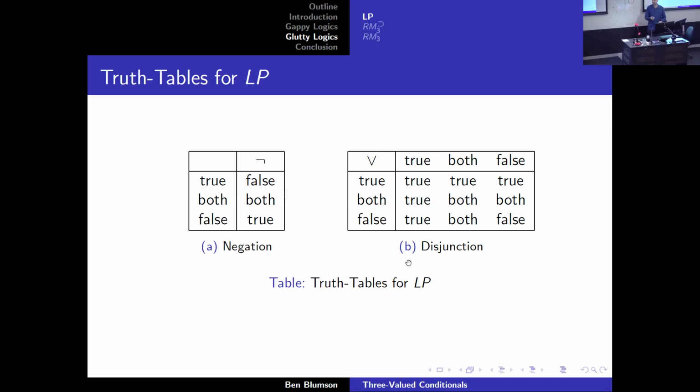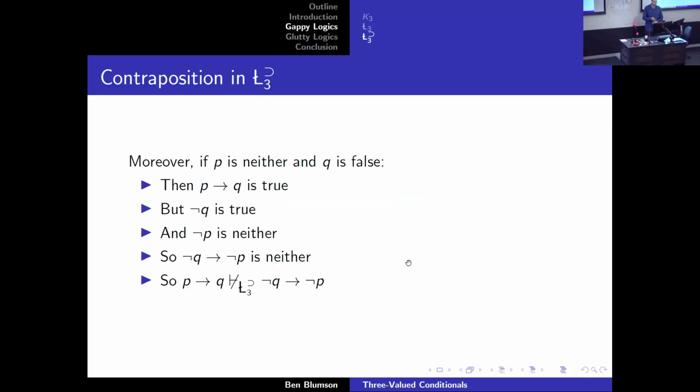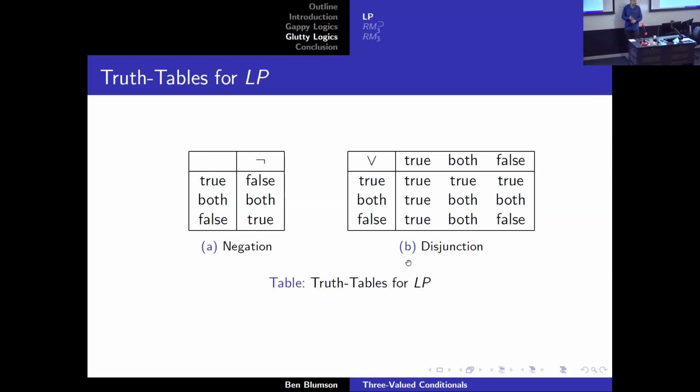Now he said basically the same thing, but for glutty logics. By the way, I call this one L3 hook. As far as I know, there's no name for it, but there's another logic we're about to discuss called RM3 hook. It's called that by Arnon Avron. And L3 hook is to L3 roughly as RM3 hook is to RM3, so that's why I'm calling it that. Okay, so now we interpret the third value as both true and false.